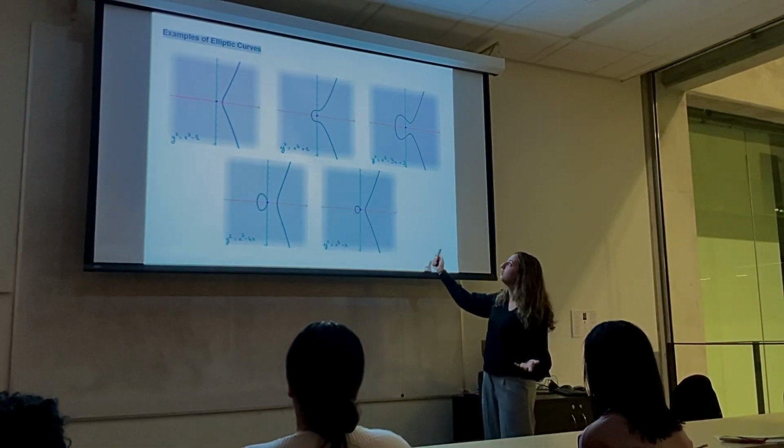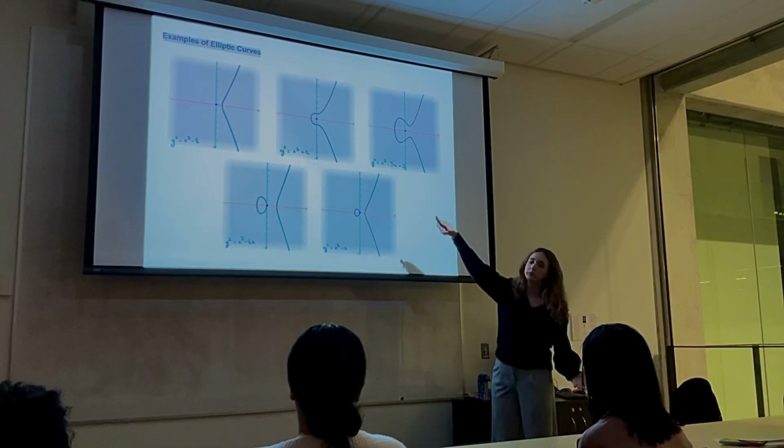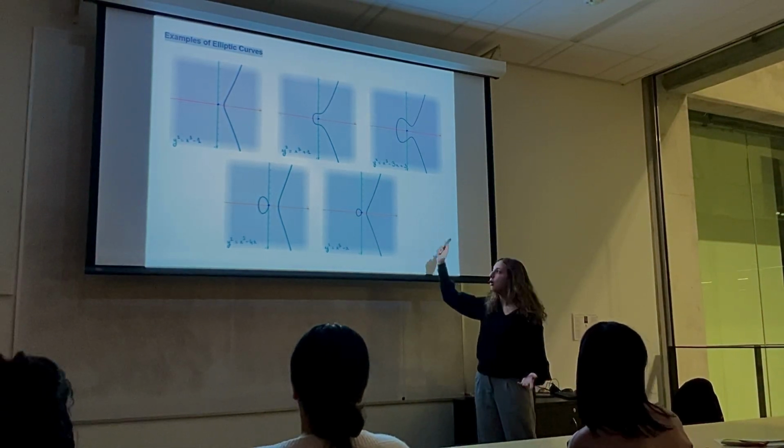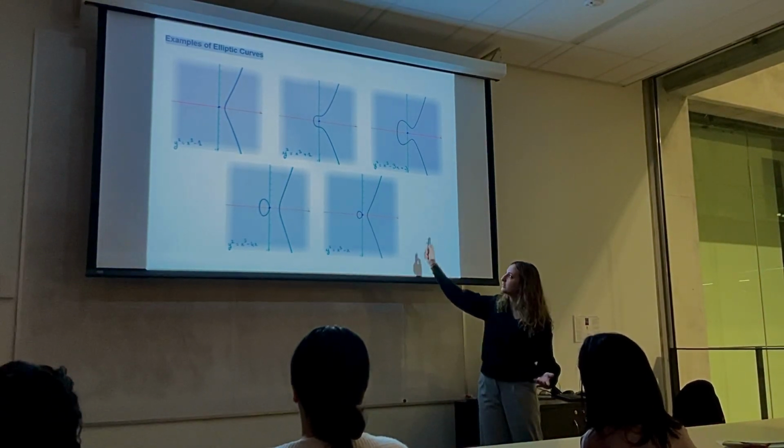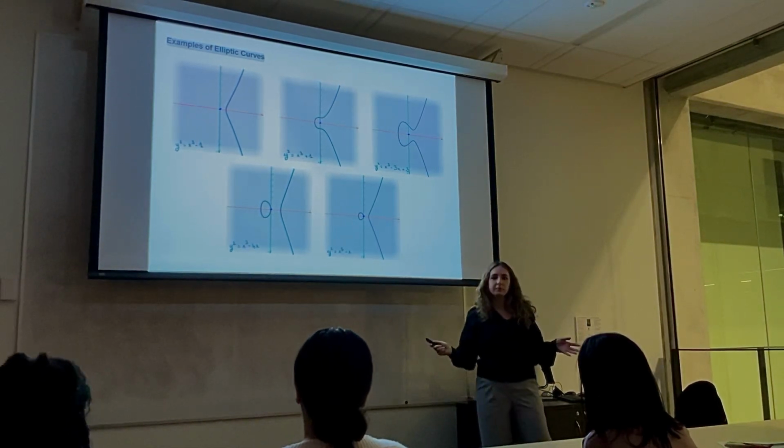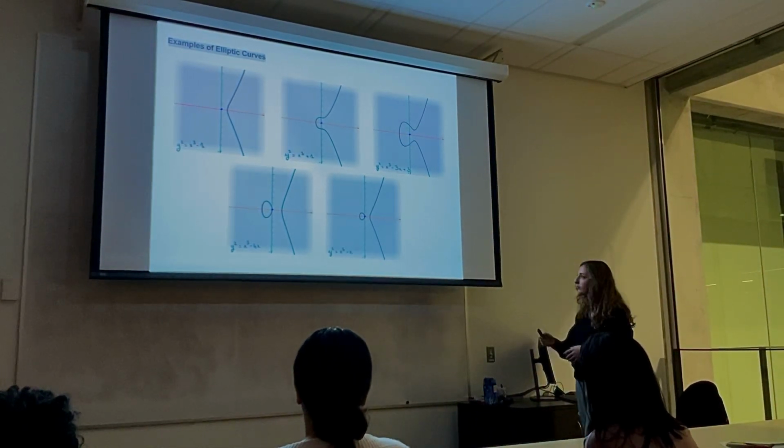And in general, an elliptic curve either looks like on the top, like it's one line, or on the second, where it's like two different parts. For most elliptic curves, it looks like this, okay?